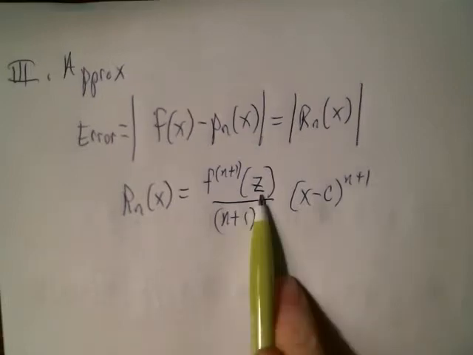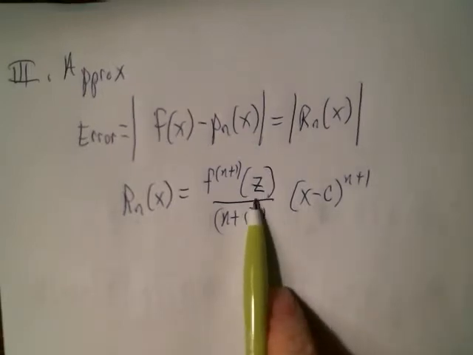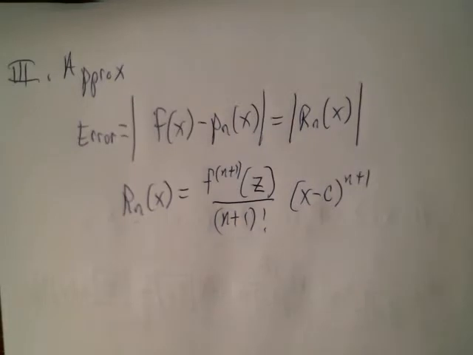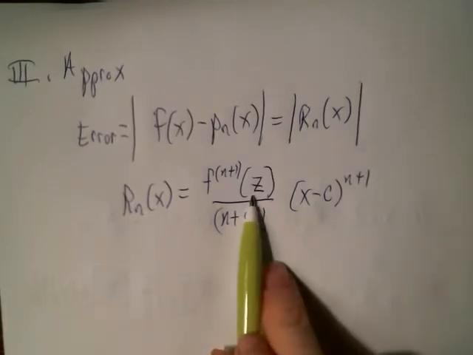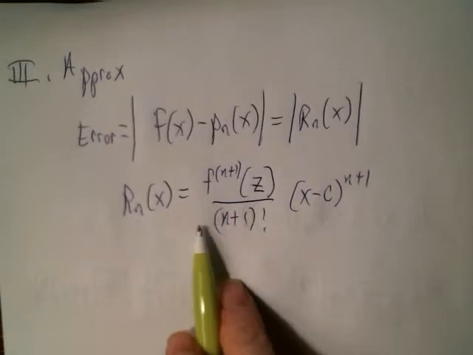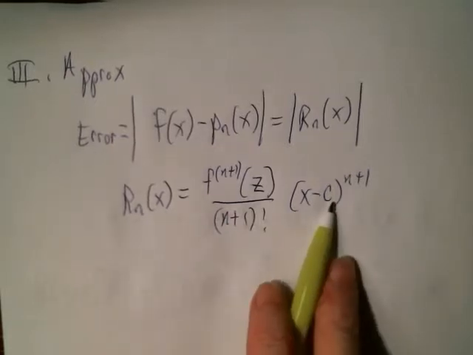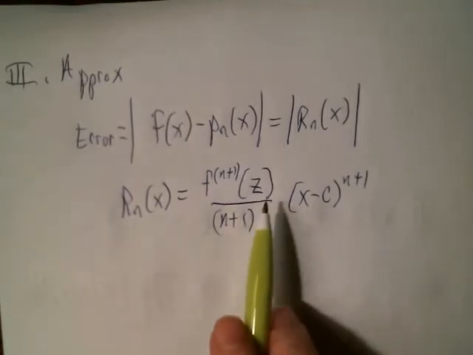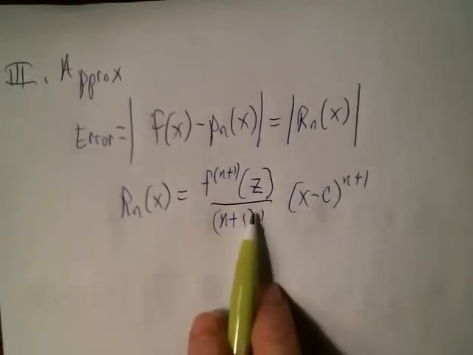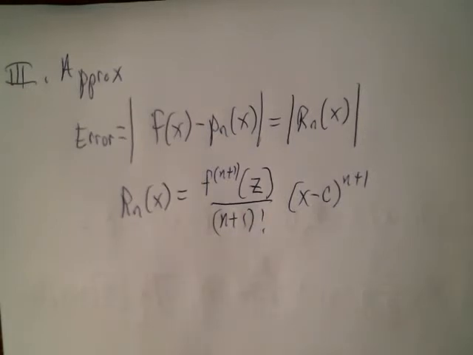This z value, the way I remember it being explained to me, has something to do with the mean value theorem. There will exist this point in the interval between the point you're trying to approximate and the c point, such that this thing exists, if we have some criteria fulfilled. Basically you need n plus 1 derivatives, and that's about it.